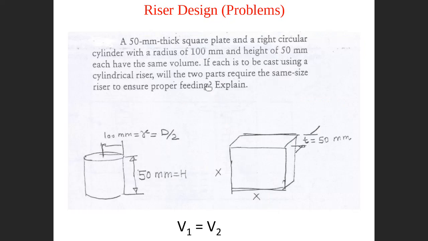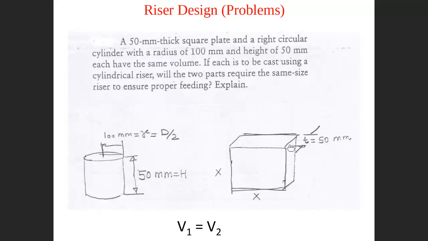Another example, it is a nice example. Let's just read it quickly and try to understand and solve it together. A 50 millimeter square plate. It is 50 millimeter here. Can you see that? It's a 50 millimeter square plate. This is a square because this one equals X and X.